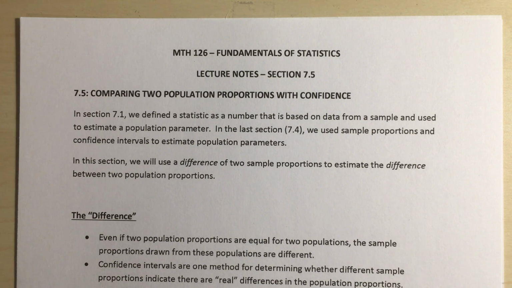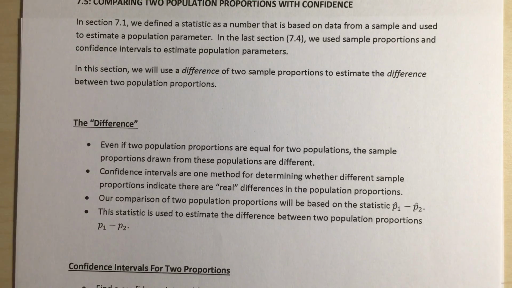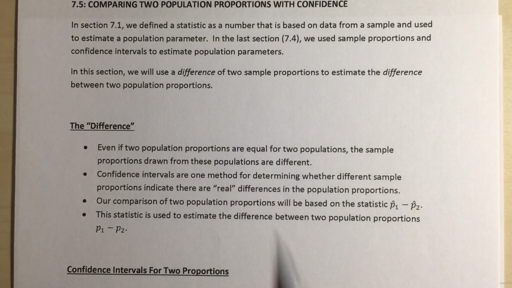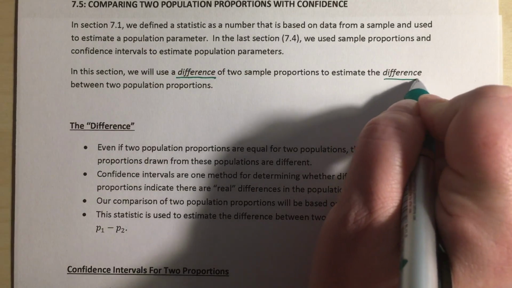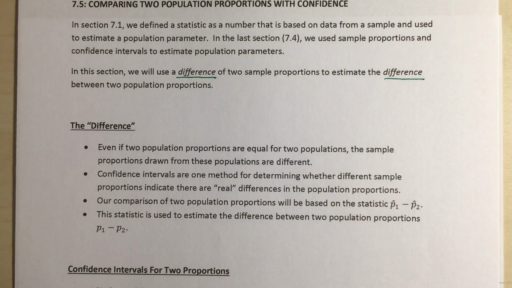In the last section, we used sample proportions, so we used statistics to estimate population parameters, to estimate things about a proportion. In this section, we're going to use the difference of two sample proportions to estimate the difference between the two population proportions. So the big thing to point out here is this first word that we see repeated a couple of times: the difference. So what does the difference mean?